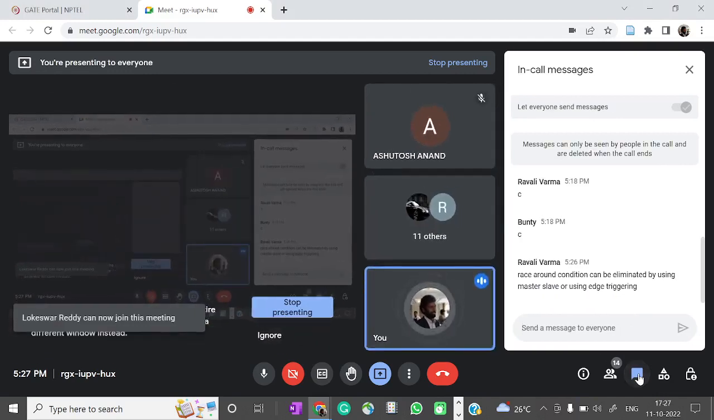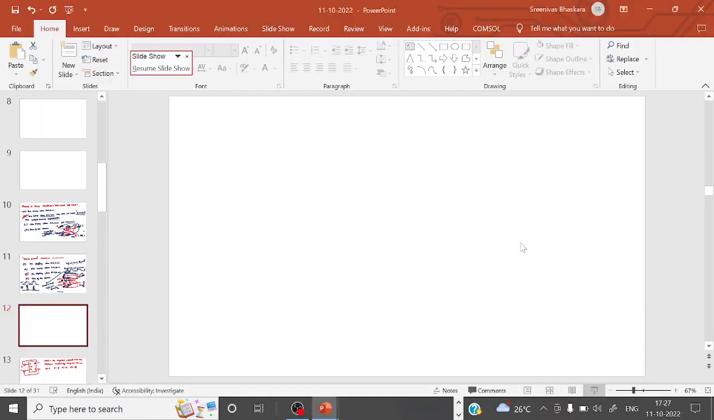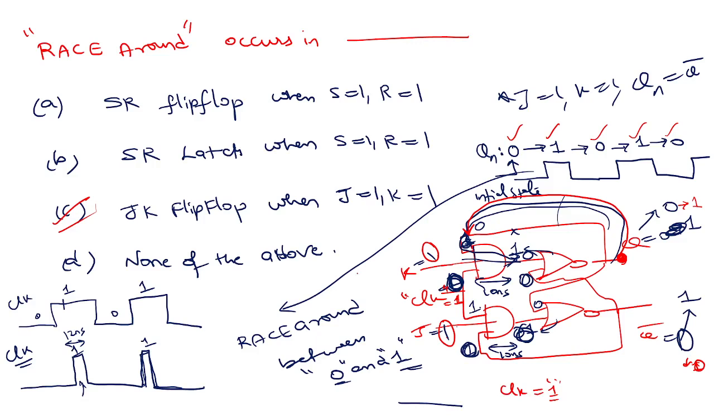Probably race around condition can be eliminated by using master-slave or using edge triggering. Yeah, that's precisely my next topic. So you make clock equal to 1 for as small a time as possible, such that whatever the new output is will not find any path again to go to the output. Okay, Ashutosh, are you clear? Yeah. This is one way.